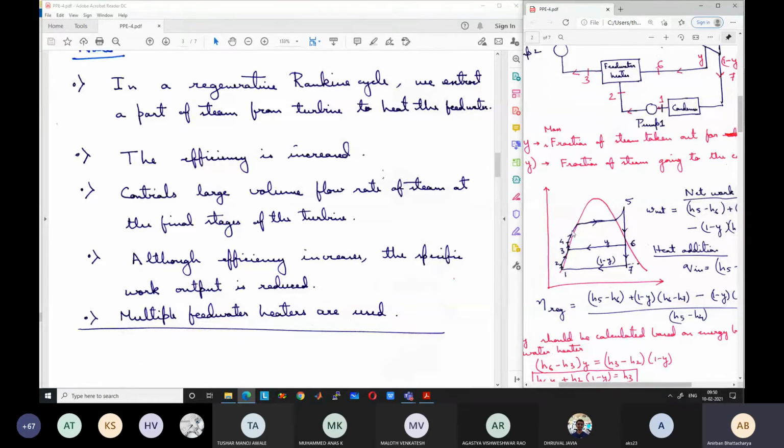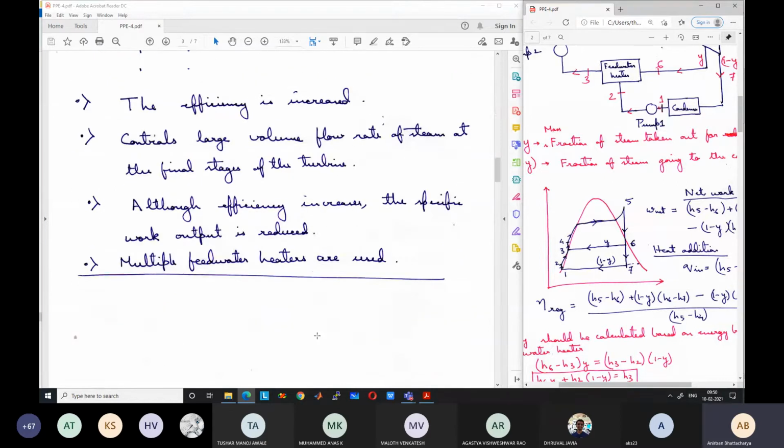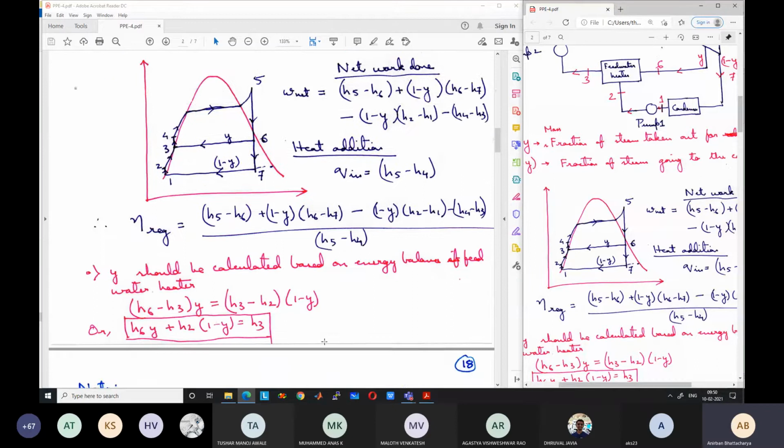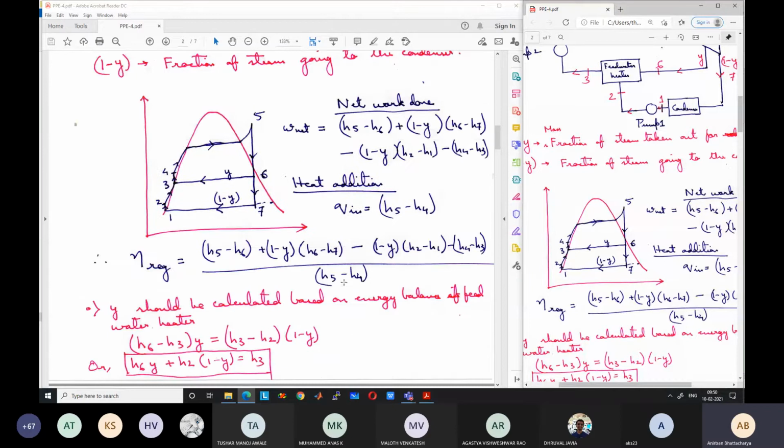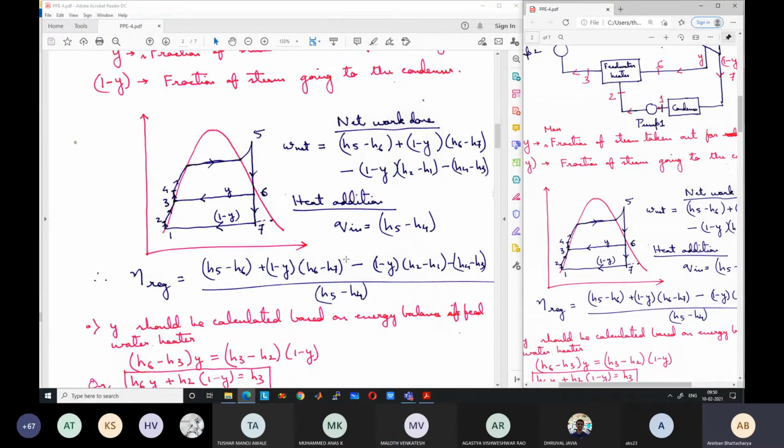I will just go through this maths part a little bit, and then we will try to solve a problem. So the net work done can be calculated as the work output from the turbine. What is the work output from the turbine? H5 minus H6 into mass flow rate, which is 1 per unit mass flow rate of the entire cycle. Then from H6 to H7, you have mass flow rate equal to 1 minus Y, so plus 1 minus Y into H6 minus H7. These two terms together give the work output from the turbine.